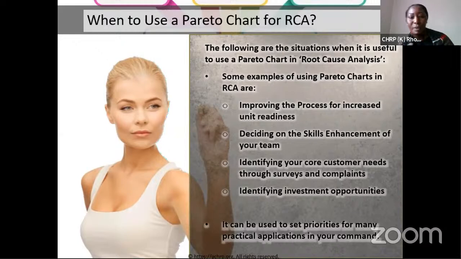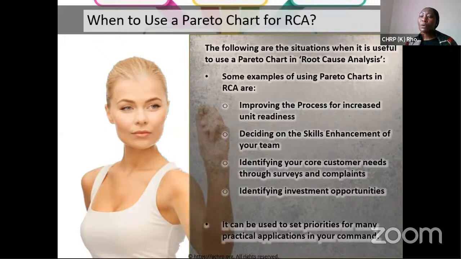Then the other issue will be identifying your core customer needs through the surveys and the complaints. So for how you build those diagrams and the charts, you can pick data from the customer surveys, the suggestions, the complaints, and any feedback methods that you have in your organization. It will build up that data, because at times you can proactively engage the customers, but you can see this narrative of people complaining about that.